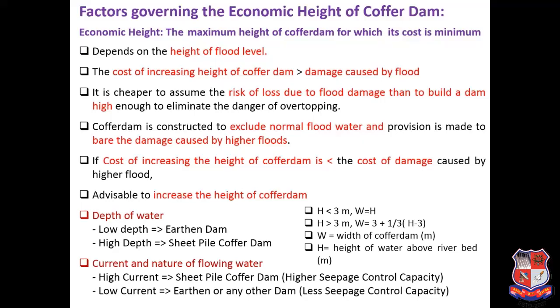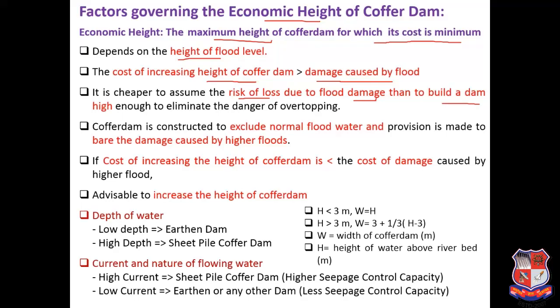Now what are the factors that will govern the economic height of cofferdam? So first thing, economic height means the height of cofferdam for which its cost is minimum. ऐसी height की जहाँ पे cost minimum हो. So it depends upon the flood level. So if the cost of increasing height of cofferdam is greater than the damage caused by the flood, it is cheaper to assume the risk of loss due to flood damage than to build a cofferdam. तो उस केस में आपको कॉफर डैम ज़्यादा हाइट का बनाने की ज़रूरत नहीं है.